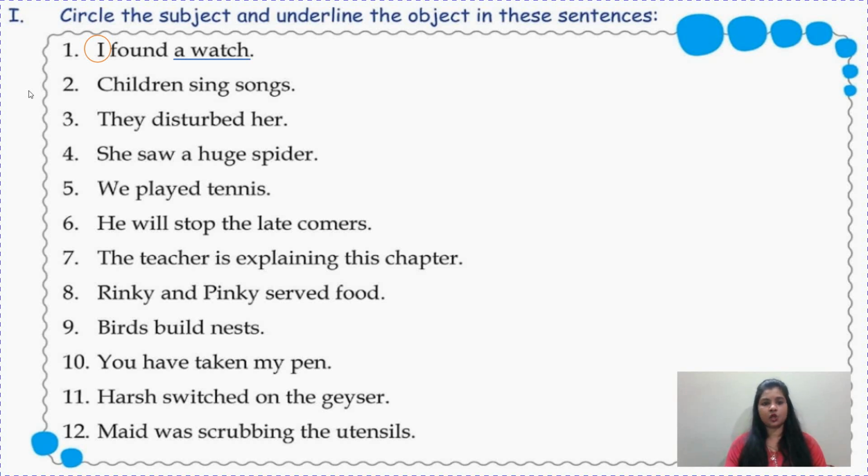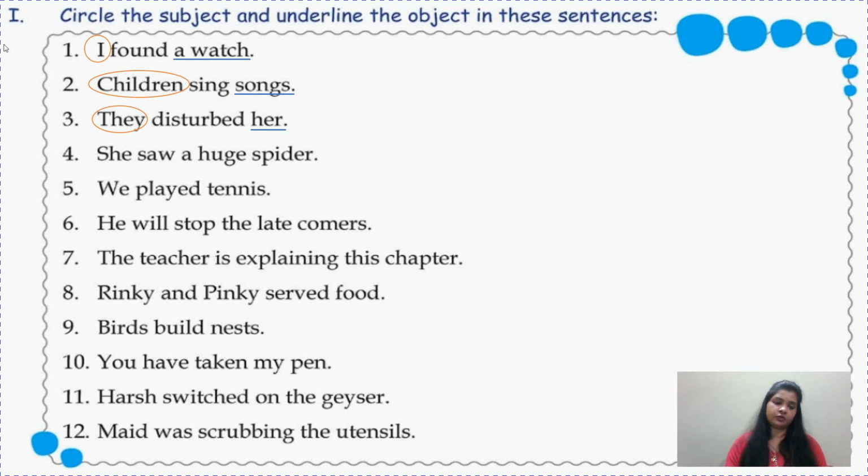Children sing songs. Who is singing? Children. So it is the subject. And what? Songs. It will become the object. They disturbed her. Who is disturbing? They. So it is the subject. And who is the receiver? Her. So it is the object. She saw a huge spider.